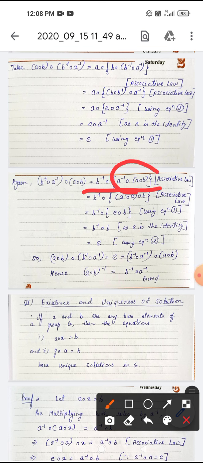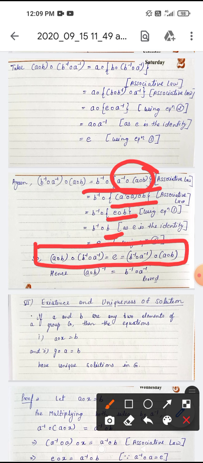Again within the bracket, apply associative law. We will get A inverse operation A in bracket operation B. A inverse operation A becomes E, so we will get E operation B. E is the identity element, so E operation B is B. And finally B inverse operation B is equal to E using equation 2. So finally we have A operation B inverse operation A inverse is equal to E is equal to B inverse operation A inverse operation A operation B. Hence A operation B inverse is equal to B inverse operation A inverse.